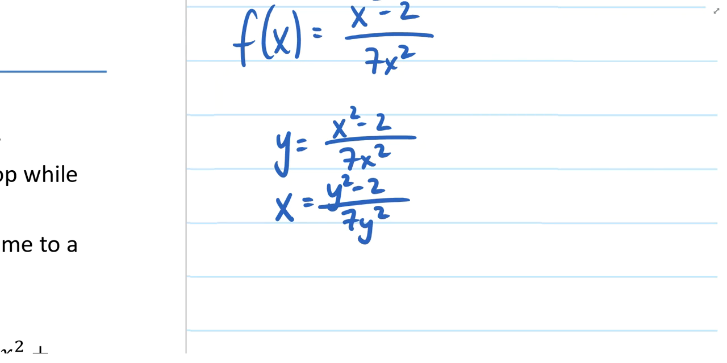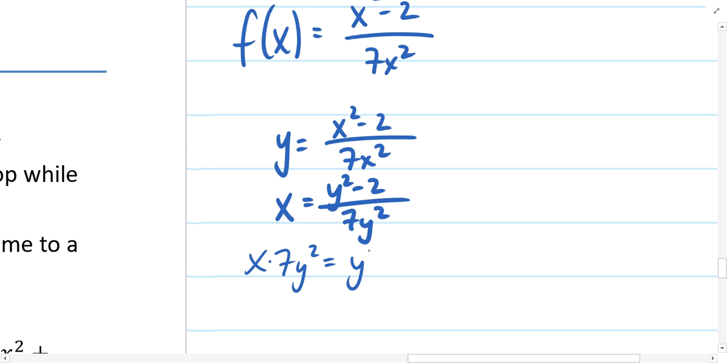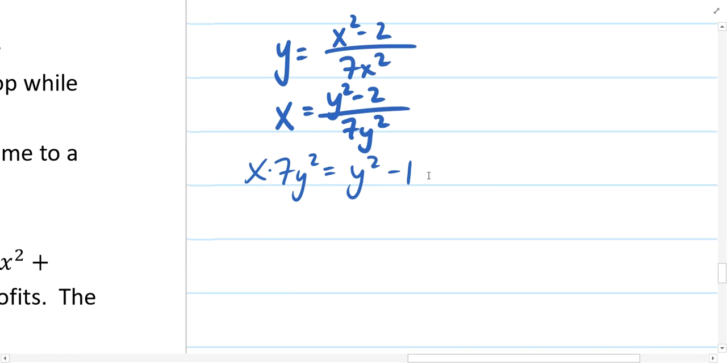Now, hopefully you've practiced this enough in a variety of different types of equations that you shouldn't have any trouble in doing this. First thing that I'm going to do is multiply both sides by 7y squared, and I now have x times 7y squared equals y squared minus 2. Then I think what I'll do is I'll move all terms that contain y squared to one side of the equation. I think I'll move this y squared to the left.